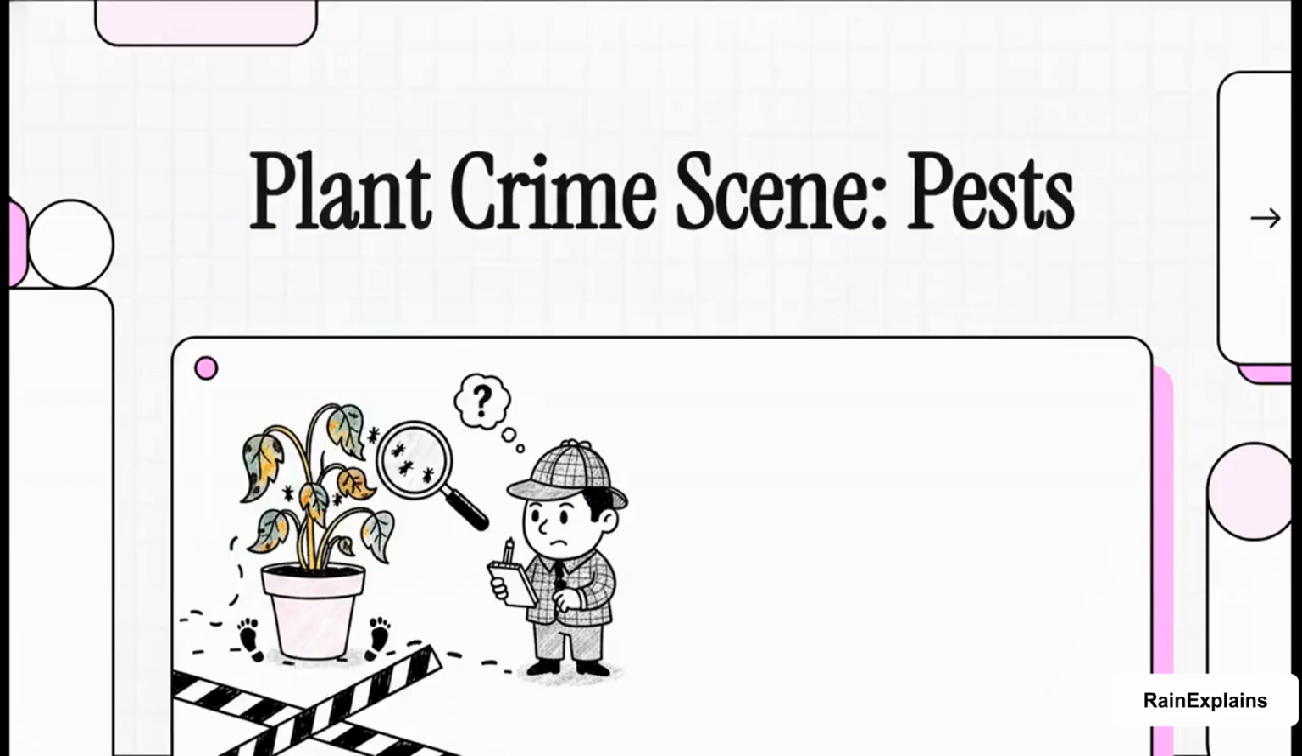Okay, picture this. You walk up to your absolute favorite houseplant, just eager to check on its new growth. And instead, you find it looking totally sad, wilted, or discolored. Your heart kind of drops, right? And your immediate thought is probably panic. You're wondering who or what is responsible for this.